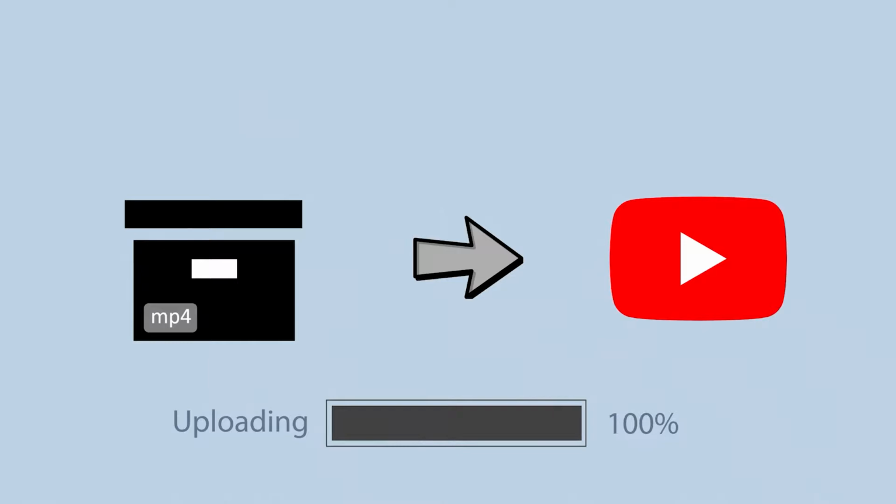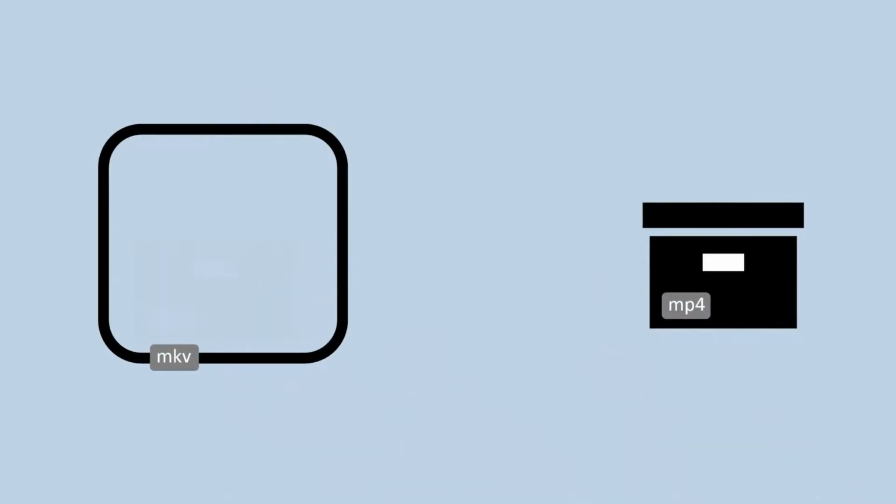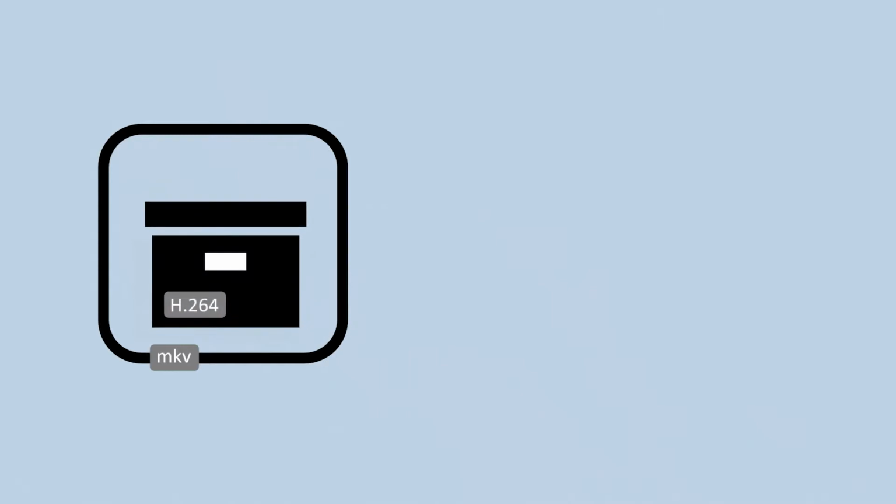YouTube. Method 3, on the other hand, we take an MP4 file and do not decode the file. We leave it as is. We simply take the already encoded H.264 video and place it into a Matroska container. That's another word for an MKV file.